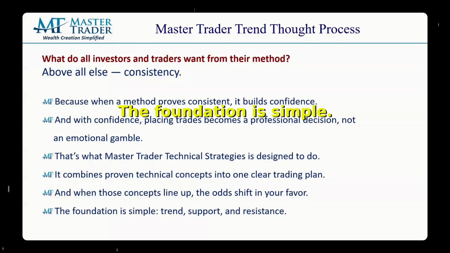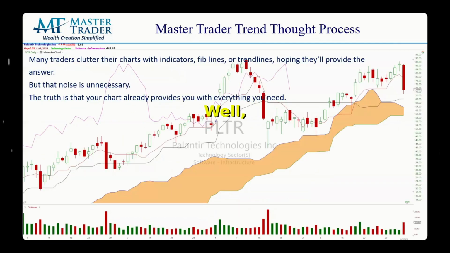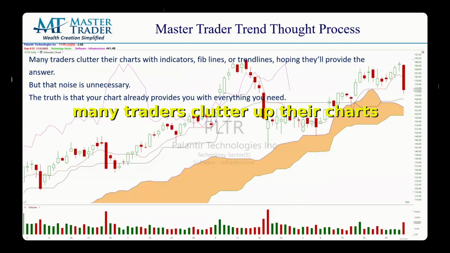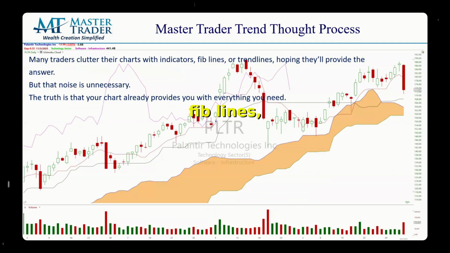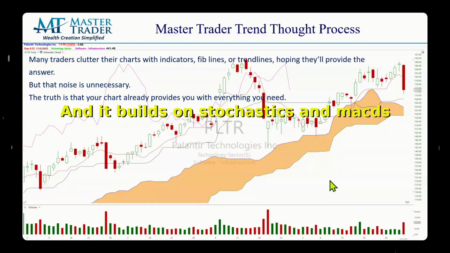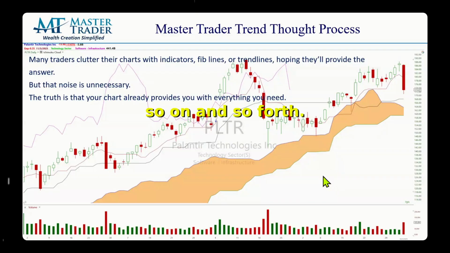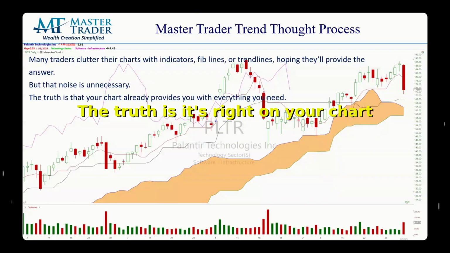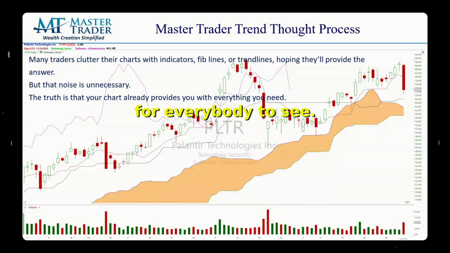The foundation is simple: trend, support, and resistance. How do we do it? Well, many traders clutter up their charts with indicators, fib lines, trend lines. They hope to find the answer, the holy grail, and it builds on stochastics and MACDs and so forth. It's unnecessary noise. The truth is, it's right on your chart for everybody to see.